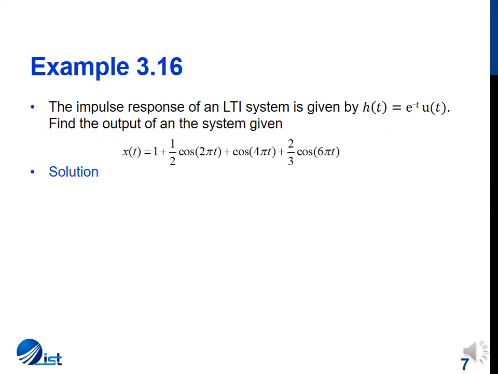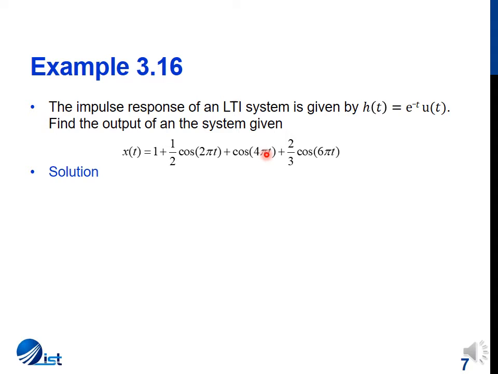This is example 3.16 of your book. We have to determine the output of a system given the impulse response h of t is e to the power minus t u of t. We can see that since this impulse response is being multiplied by u of t, it will exist from 0 to infinity only. The input of the system is given by x of t is 1 plus half cos 2 pi t plus cos 4 pi t plus 2 by 3 cos of 6 pi t, where 1 is the DC component and these are cosine waves at 3 different frequencies.